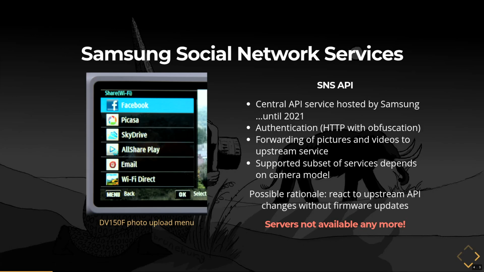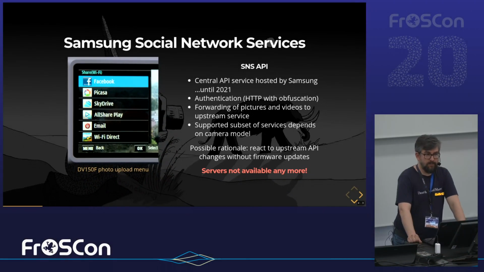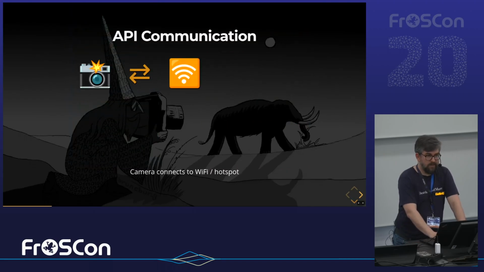One way or the other, Samsung discontinued the services in 2021, disabled all the servers, and now if you try to connect with the camera, you will just get a strange error message. Now, how does it work? Normally, the camera connects to your Wi-Fi network. It will then, through the Wi-Fi network, try to connect to the Samsung SNS API. And given that the SNS API is discontinued, it will end up in Nirvana.